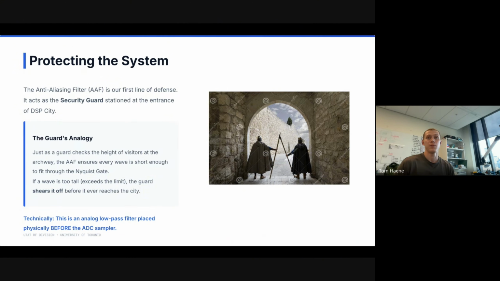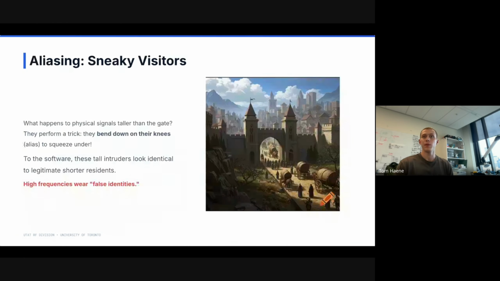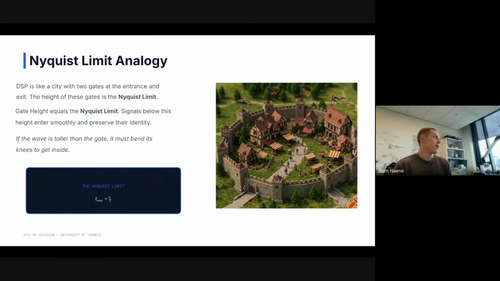No, FS is the sampling rate. So F max is the limit. Think of it like the height of the gate. So F max is then called the Nyquist limit. Sorry, like the max frequency.